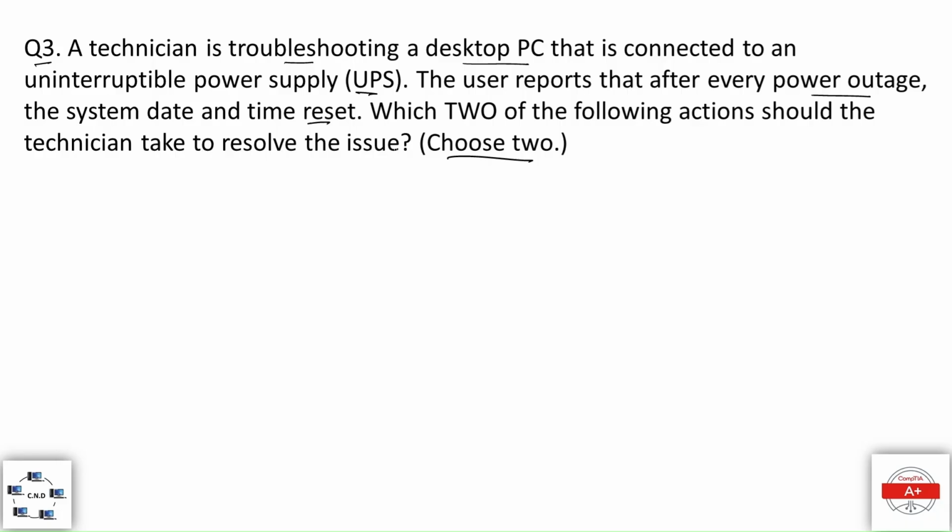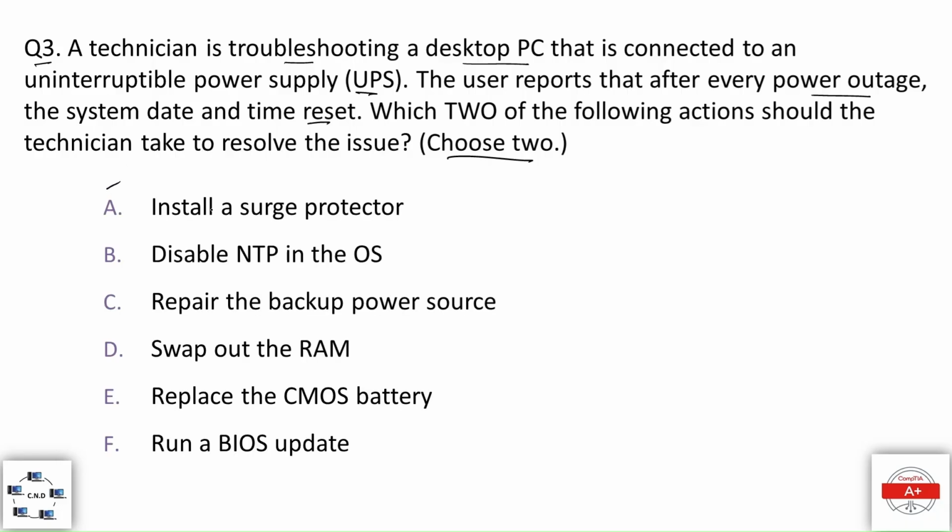Choose two options. The options are: option A, install a surge protector. Option B, disable NTP, that is Network Time Protocol, in the operating system. Option C, repair the backup power source. Option D, swap out the RAM. Option E, replace the CMOS battery. And option F, run a BIOS update. And the correct options are option E, replace the CMOS battery, and option F, run a BIOS update.